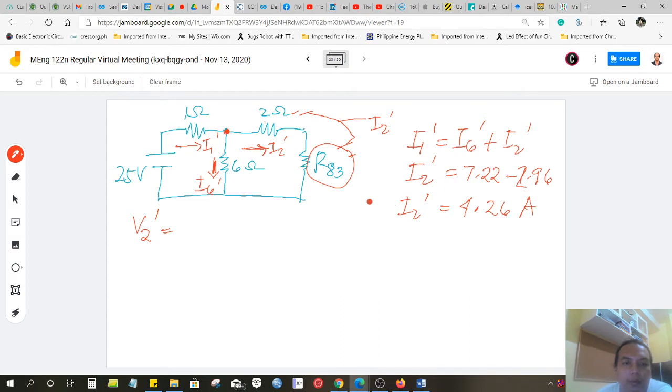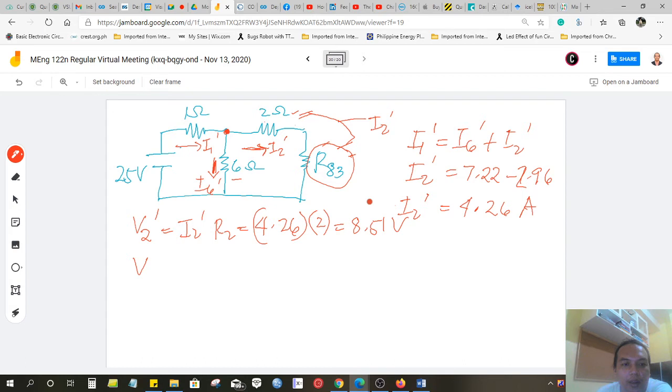V2 prime is equal to I2 prime times R2, or the 2 ohm. So, 4.26 times 2 equals 8.51 volts. Okay, so we have 8.51 volts. Now we have a value here, and for this loop, this voltage should be equal to this one.